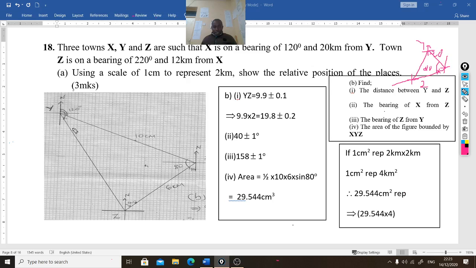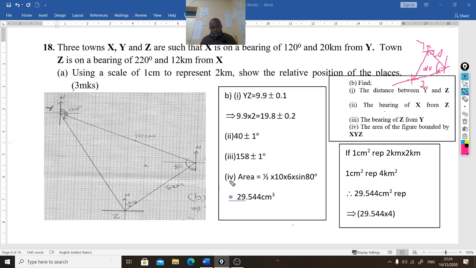So you can use Hero's formula to find this. Or, now that I have this angle, there is no need. I use the sine rule, half ab sine theta. If I use half times 6 times 10 times the sine of 80, because the whole of this angle I found it to be 80, I'll be able to find the area as 29.544 centimeters square. So if I find the area in centimeters square, it's good to deal with, because we have used centimeters and the degrees, so it's good. There is no need that you change so that you calculate. No, just find that area.